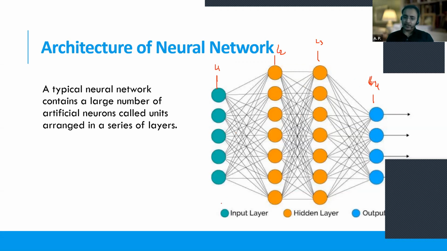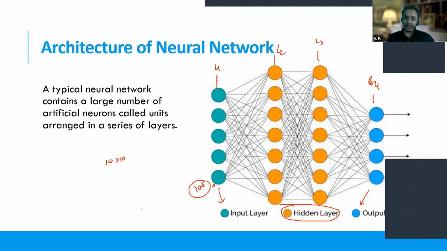There are always three types of layers in a neural network. The leftmost layer is always the input layer, and the rightmost layer is always the output layer. All the layers between input and output are termed hidden layers. So we have three types of layers: input layer, hidden layer, and output layer. The number of neurons in the input layer is equal to the number of features. For example, if I have an image of size 10 by 10, I will have 100 neurons in the input layer.